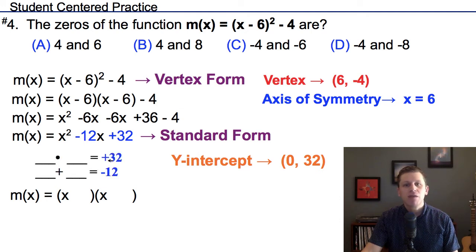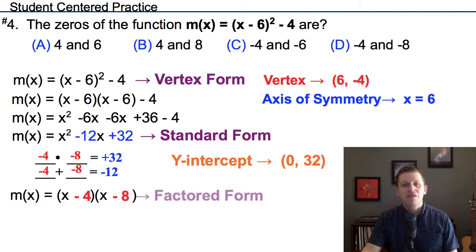Because they multiply to a positive and add to a negative, I know both of these numbers have to be negative. The two numbers that do that in this case are negative 4 and negative 8. Plugging those into my factored form, I now have m of x equals x minus 4 times x minus 8.